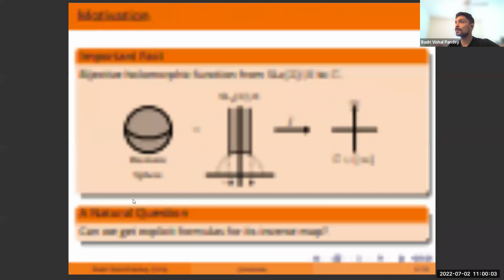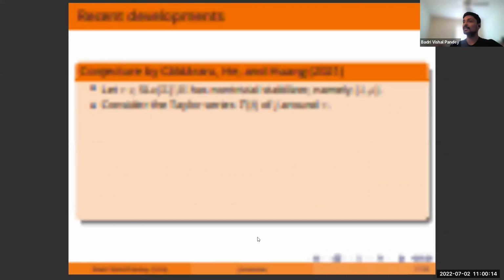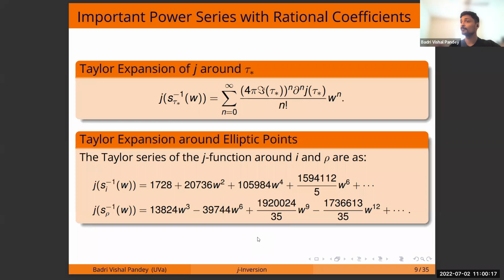If you remember, we looked at special values: J of I is equal to 1728. So the first value, the 0th derivative, should be 1728, and for rho, it should be 0. And that's what you can see here: 1728, and then you can see there is no constant factor here.